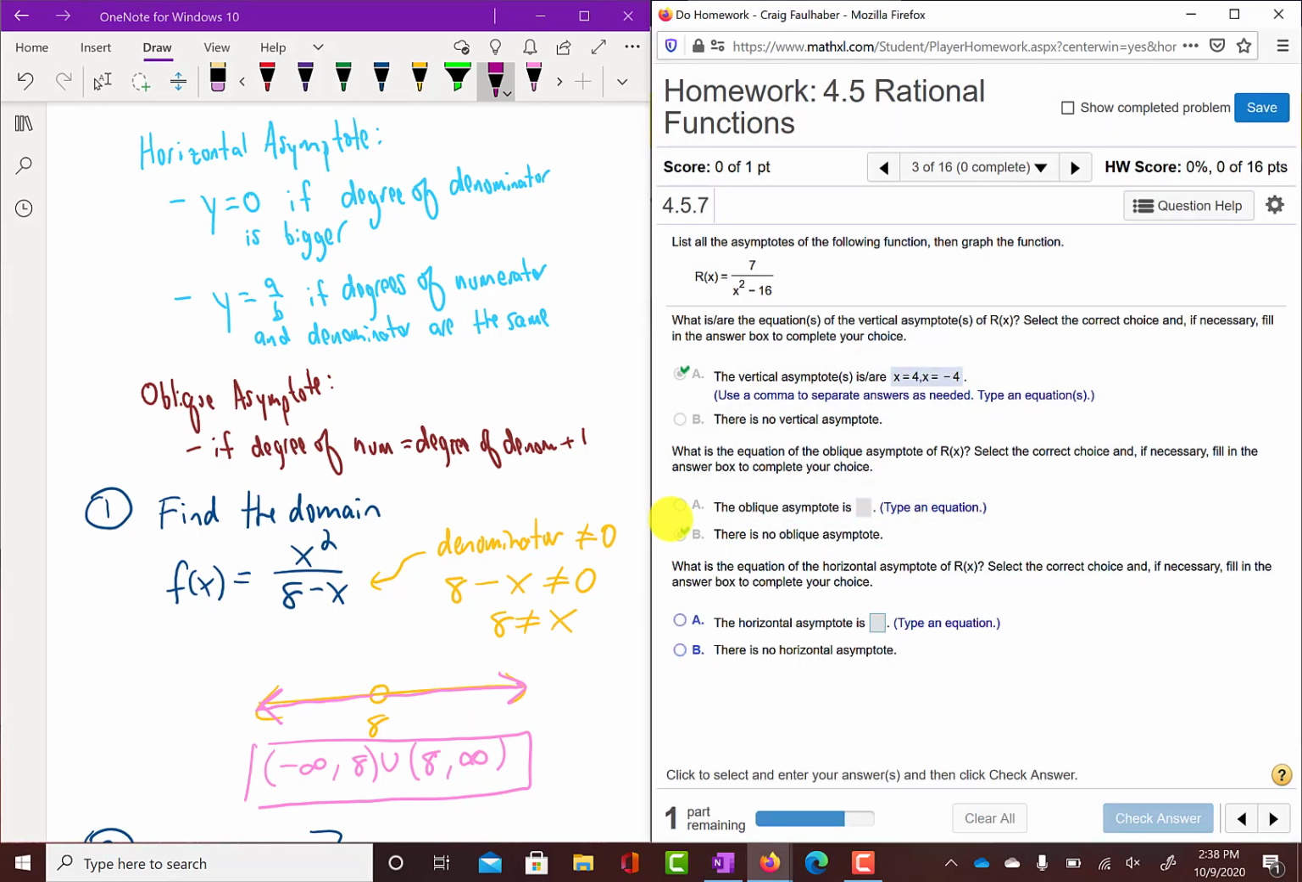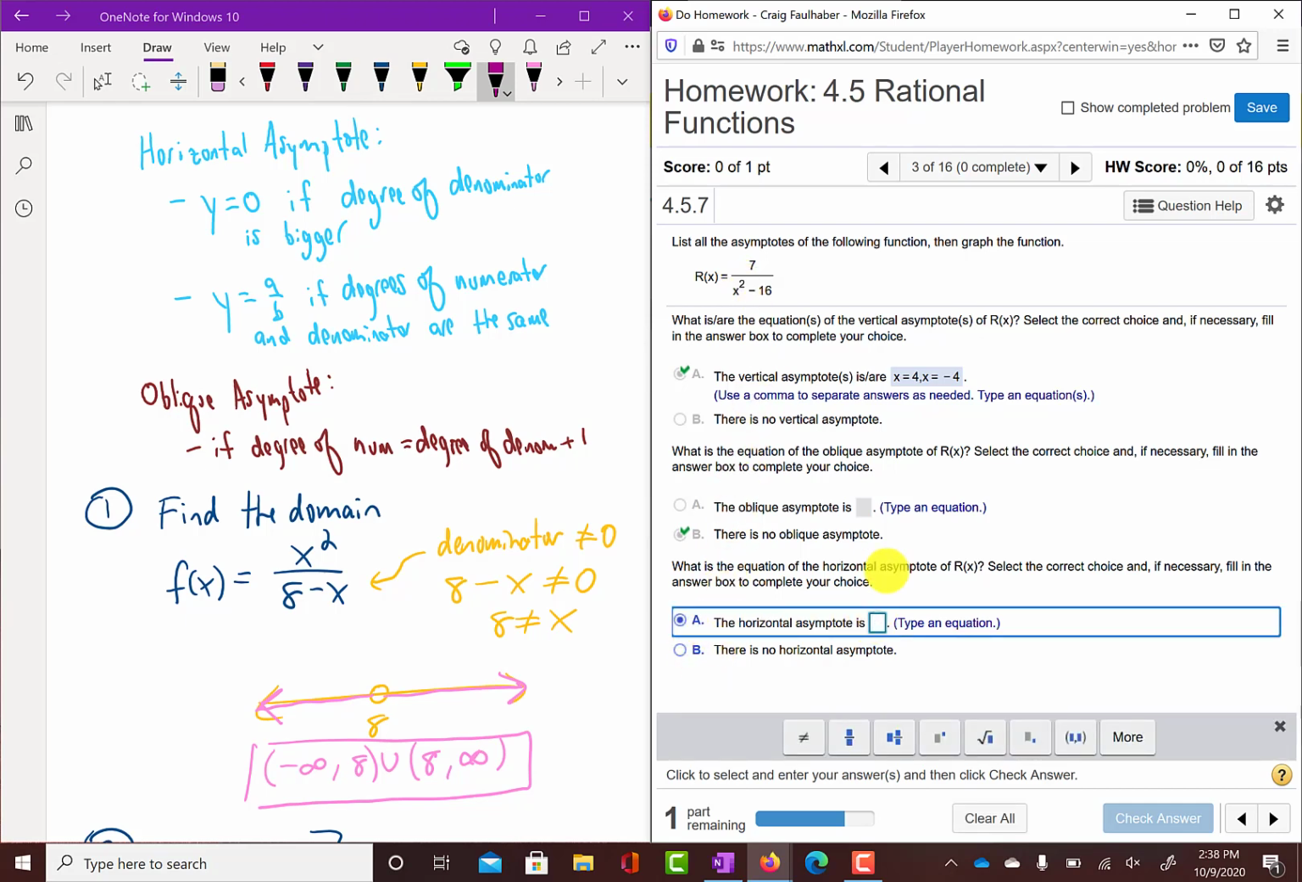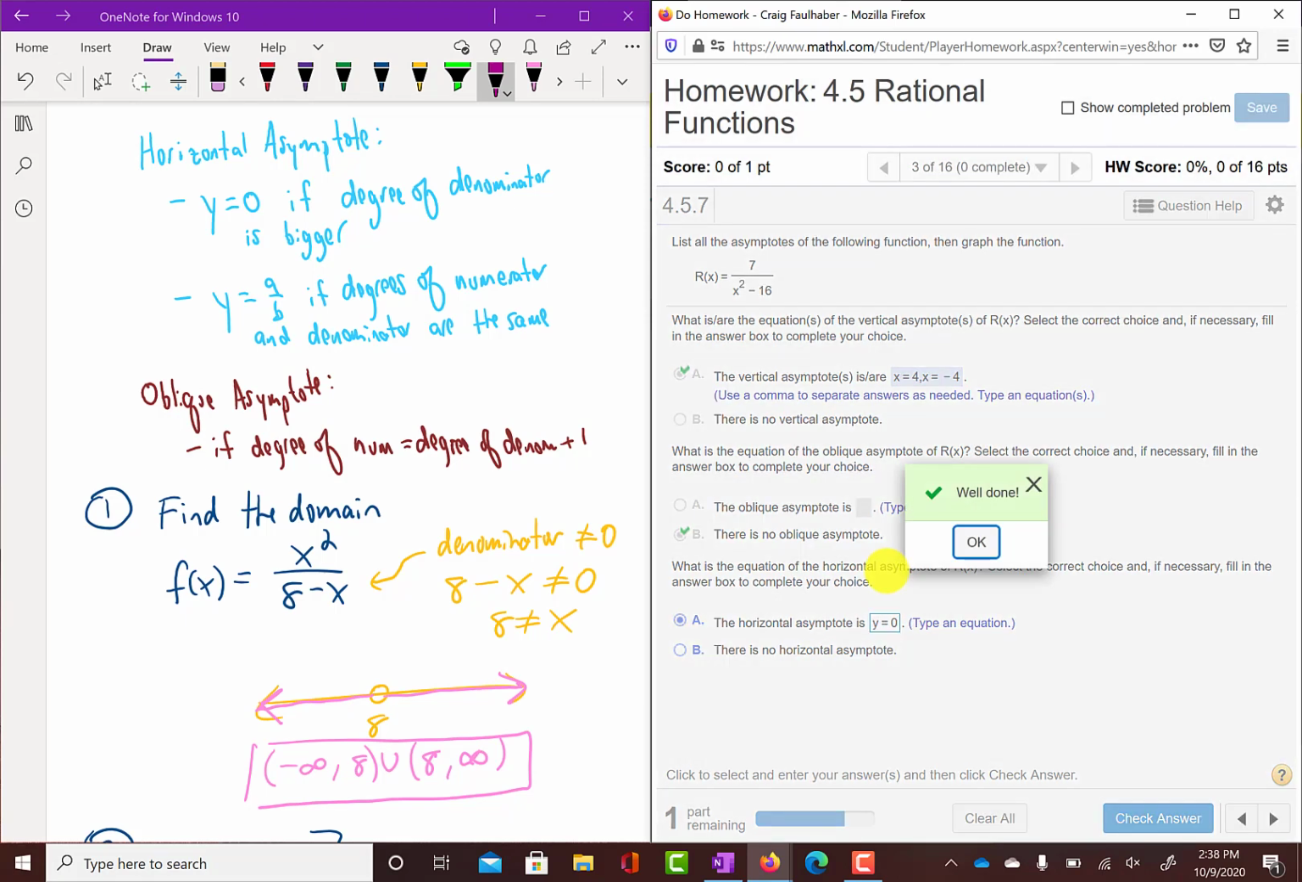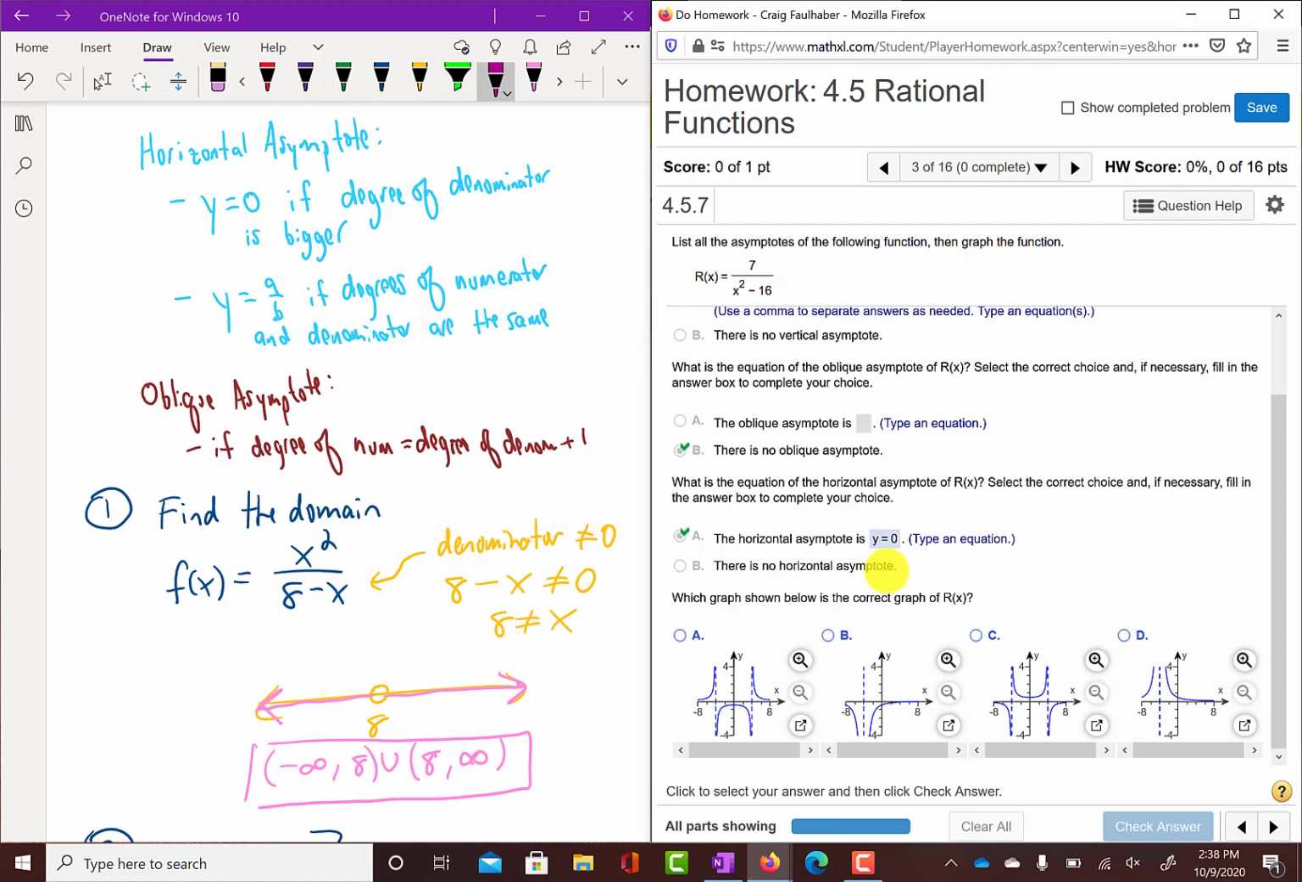Good job. As far as horizontal asymptotes go, let's take a look at our rules. We get a horizontal asymptote of y equals 0 if the degree of our denominator is bigger than the degree of our numerator. That is the case for this function. So we do have a horizontal asymptote, and the equation of that horizontal asymptote is y equals 0. As far as graphing these functions, I'm going to let you guys use Desmos or your graphing calculators or something like that. Take a look, see which one of these 4 options it is.